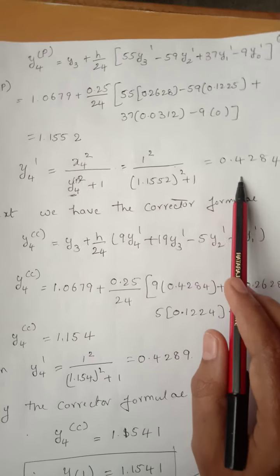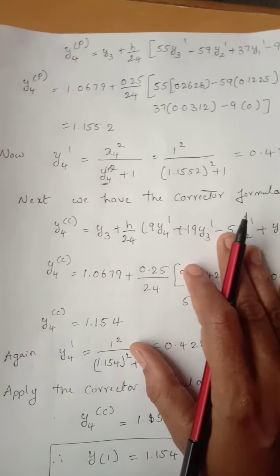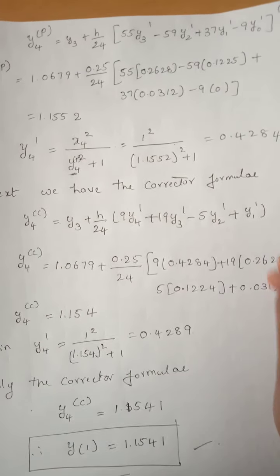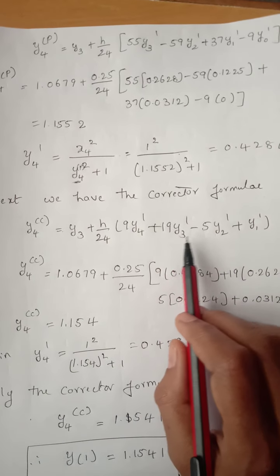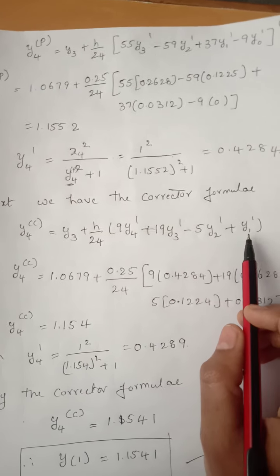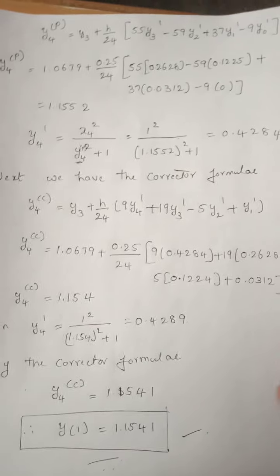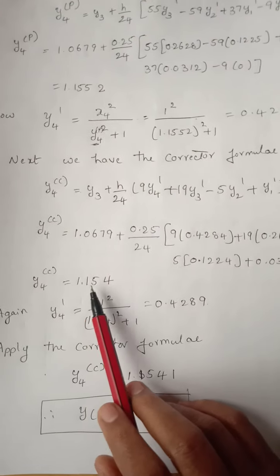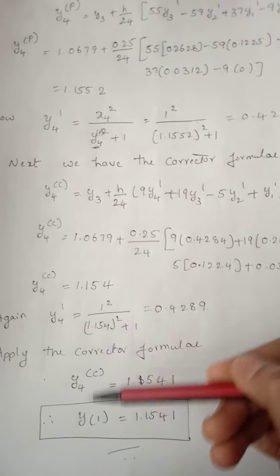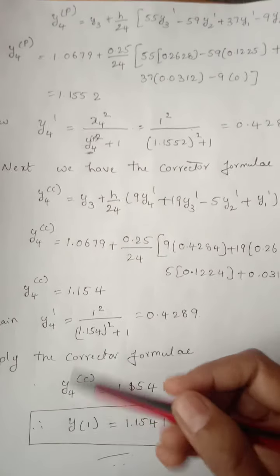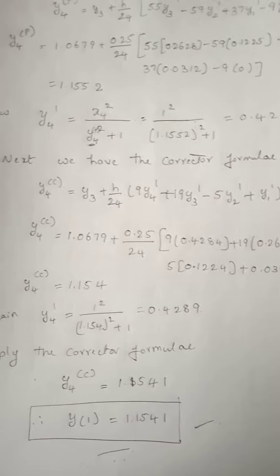After finding the y4 dash, you have to apply the corrector formula, that is 9y4 dash plus 19y3 dash minus 5y2 dash plus y1 dash. So substitute all the values and find the corrector formula. This corrector formula should be repeated twice or thrice until you get at least 3 decimal values the same.